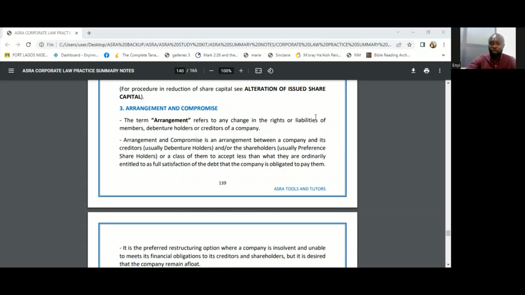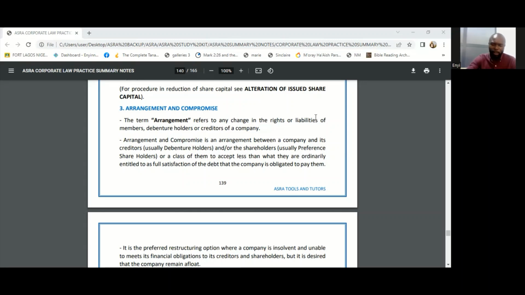So in order to achieve that goal, what the company does is to have some sort of arrangement, some agreement with its creditors or some shareholders, typically preferential shareholders, in order to reach some sort of compromise, to get them to waive some rights or liabilities to enable the company get through that difficult period, and continue to carry on business.